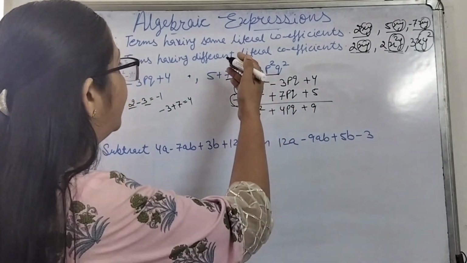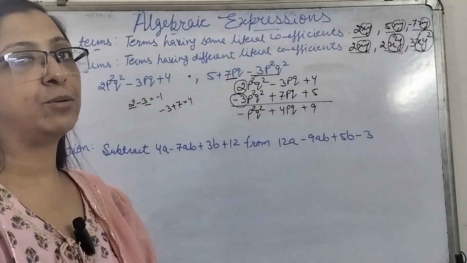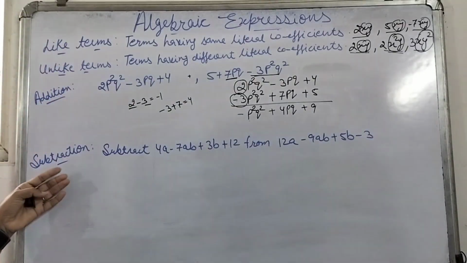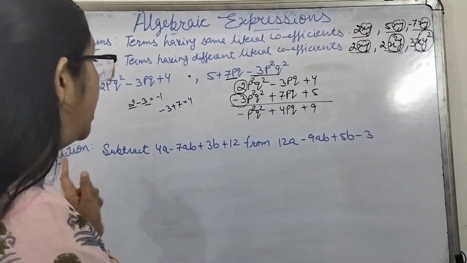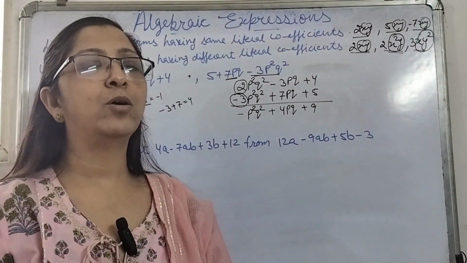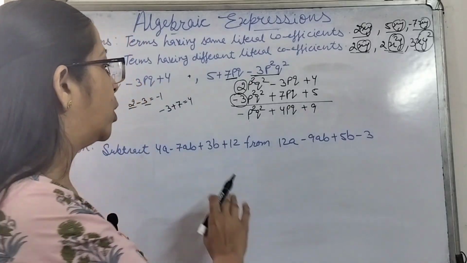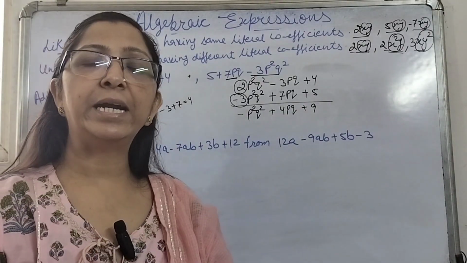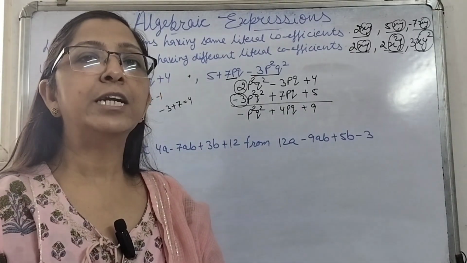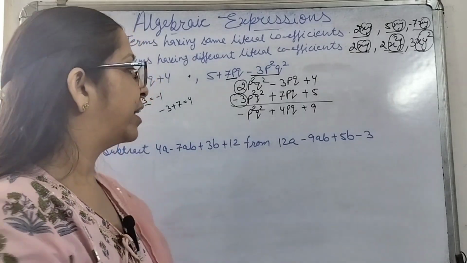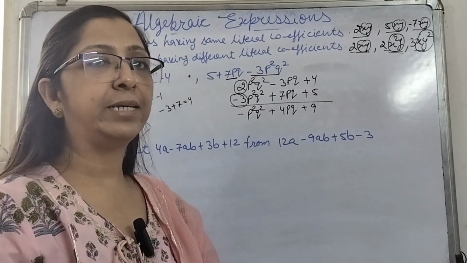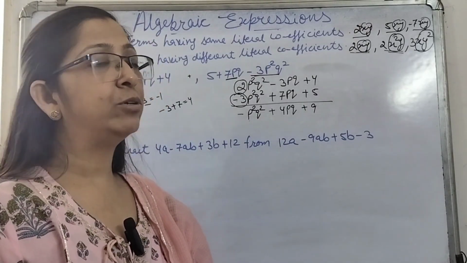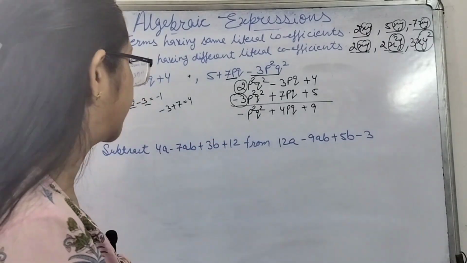So this is how we will be adding the two given algebraic expressions. Now if we have to subtract algebraic expressions, then also it can be done on like terms only. On unlike terms, we cannot add and we cannot subtract. That means we cannot combine the terms. If unlike terms are there, then we will take them as they are, without combining them.